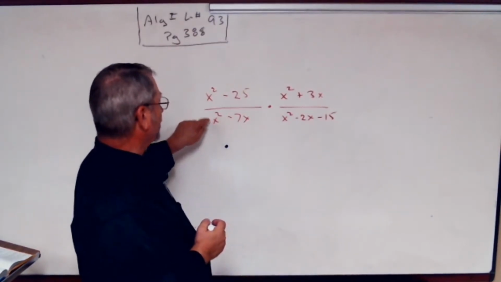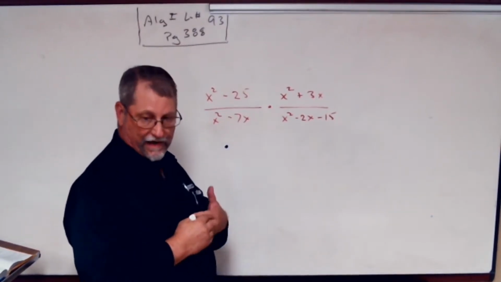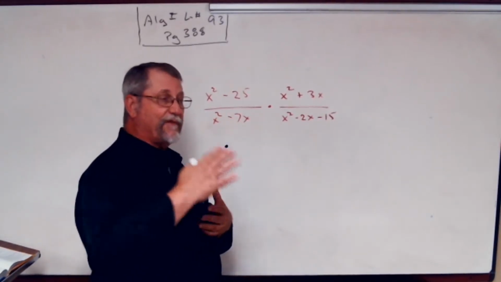You cannot factor x squared and x squared. It will not work. You can't do that. You have to take and factor the entire equation.